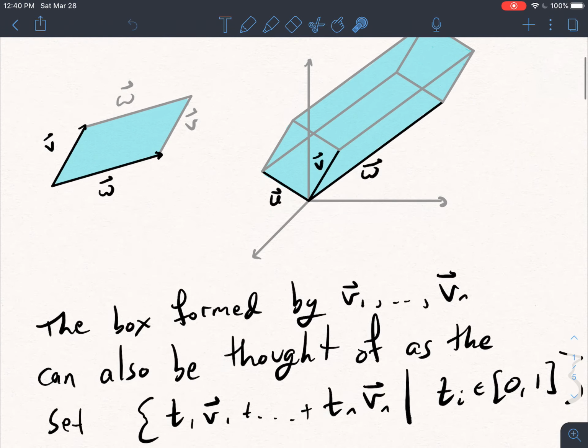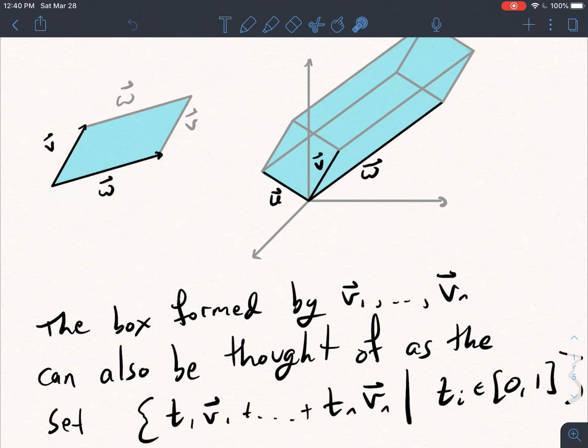So first things first, the box formed by a set of vectors v1 through vn, you can also think of this as the set of linear combinations of v1 through vn, except all of the coefficients, t1 through tn, have to be between 0 and 1. So, for example, let's look at the two-dimensional case here. So we have v and w. So this set would be like t1v plus t2w.